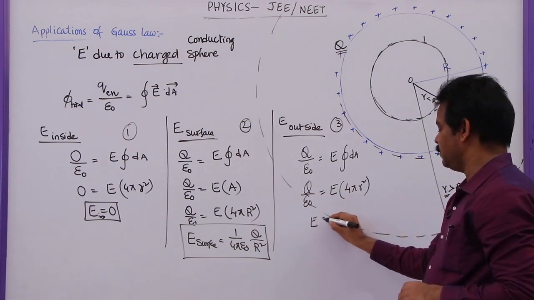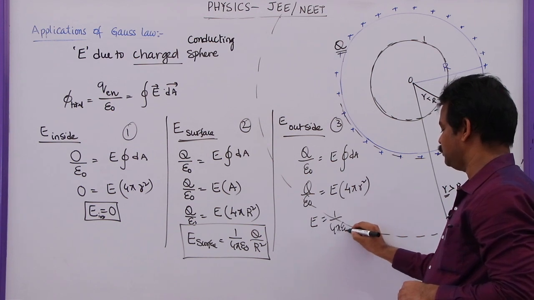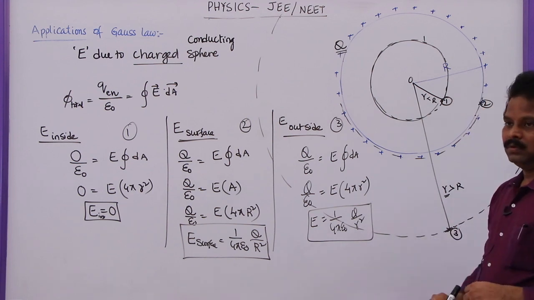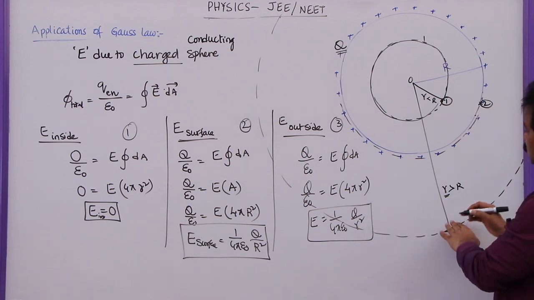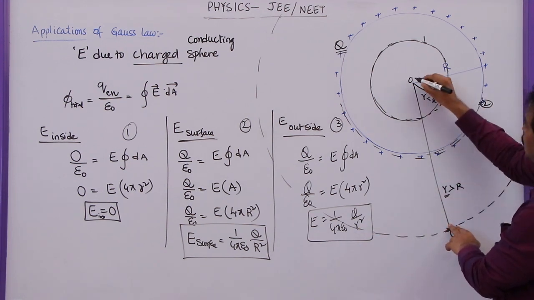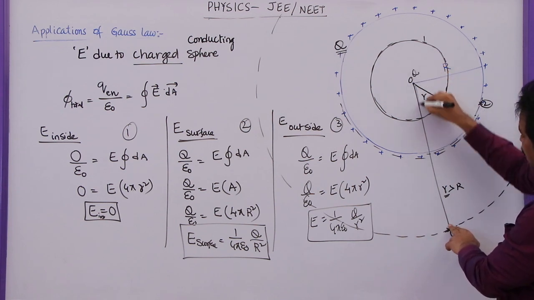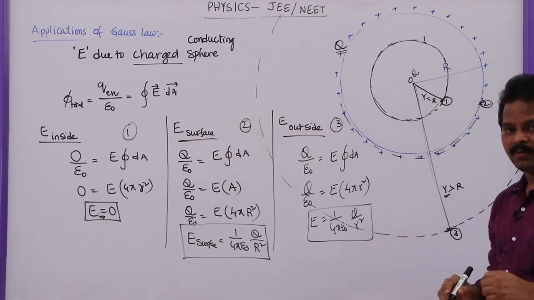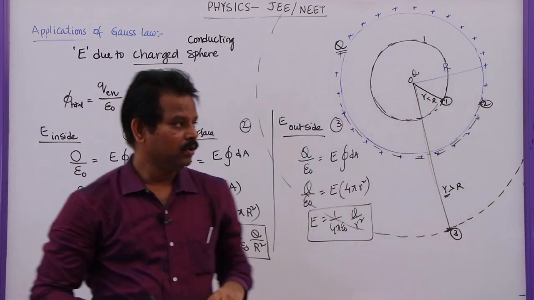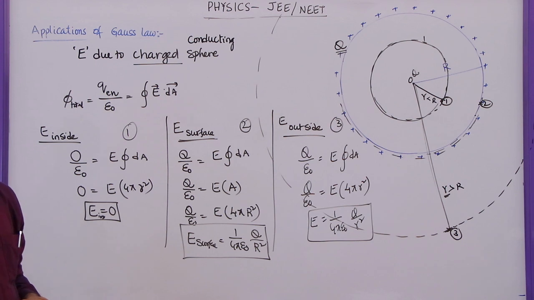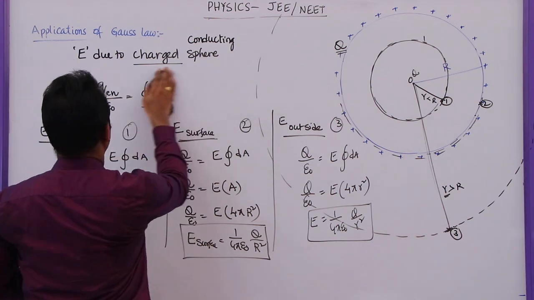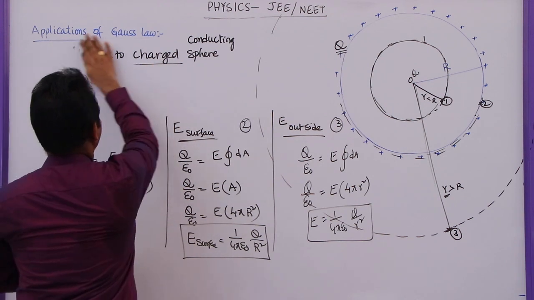So E is given by 1 by 4 pi epsilon naught Q by r square. In this case also, we need to assume that even though charge is spread here, let us say charge is concentrated at the center, but the distance is r, then electric field is just like the formula for the point charge. Now, let me draw the graph, that is variation of electric field with the distance for this one.